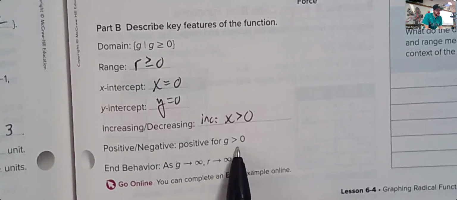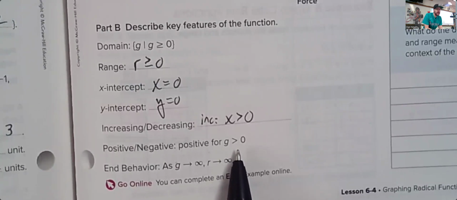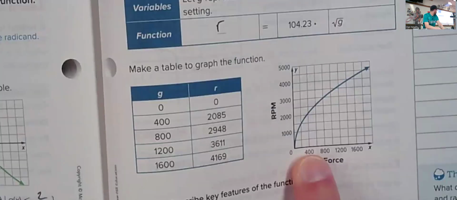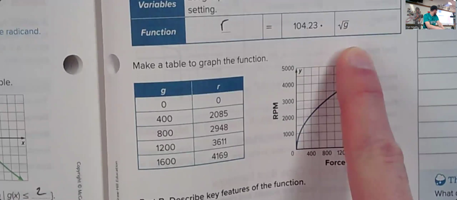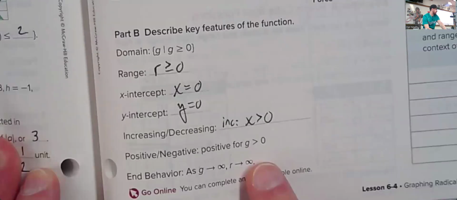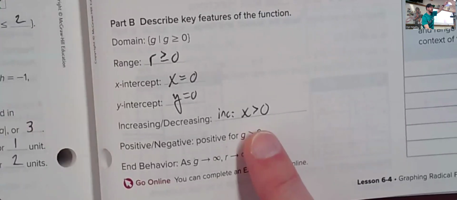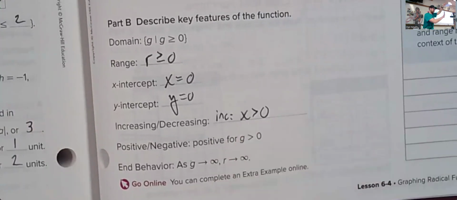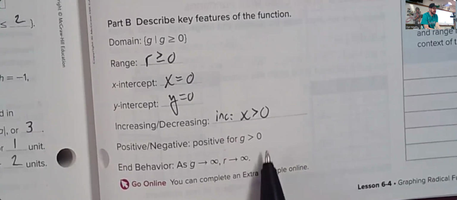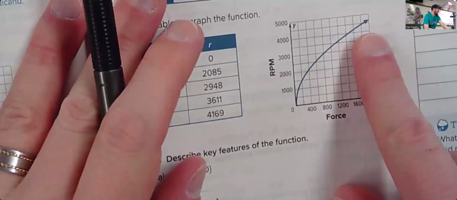And positive just means where is this graph above the x-axis in terms of x values. So positive y values, meaning above the x-axis, are for all values that are greater than 0. So same answer as this one. It's increasing and it's above the x-axis along that same interval of x values being greater than 0. End behavior. As g goes to positive infinity, r goes to positive infinity. That would be what's happening on the right end of it.